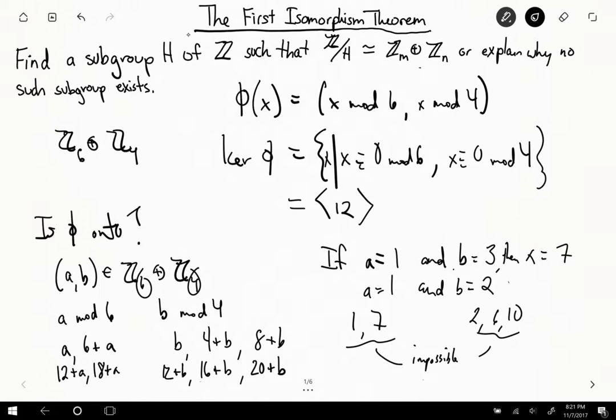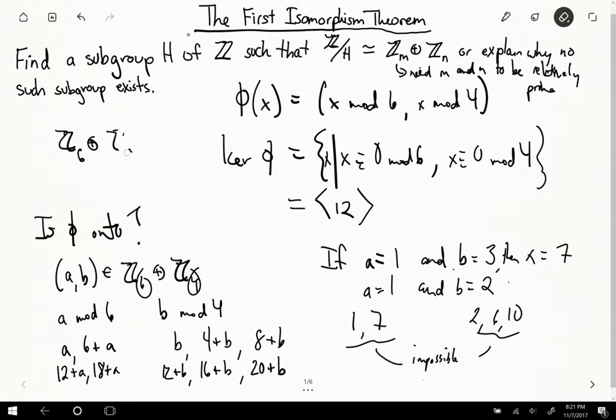And so I know I spent a lot of time on this problem, but is it always going to happen? Or explain why no such subgroup exists. So the thing that we're going to need in this case is M and N to be relatively prime. Okay? And this is a big part. The reason I'm taking the time to show you some different examples is because this is how we build to some bigger theory.